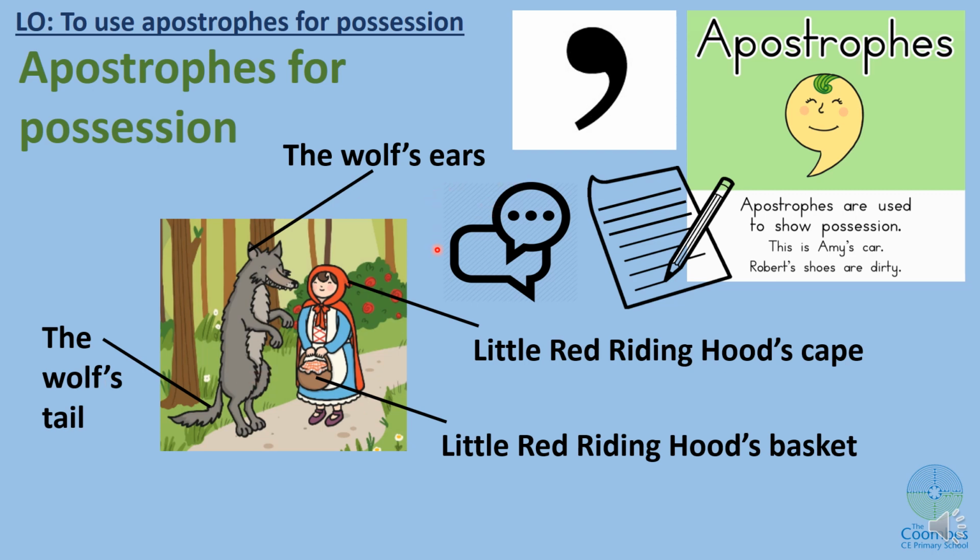What I want you to do is discuss this with your grown-up and then see if you can write some of your own examples of using apostrophes for possession. You can pause the video and have my example on the board to help you. So think about what else could belong to these characters. Maybe the sharp pointy teeth, the wolf's sharp pointy teeth. Maybe you can think about Little Red Riding Hood's shoes or her dress. Pause the video and see if you can write some of your own.